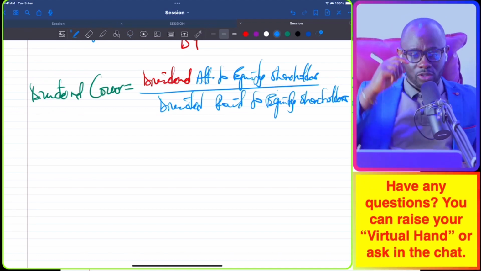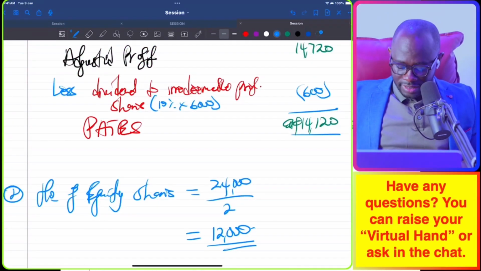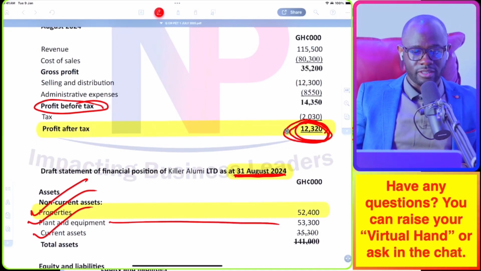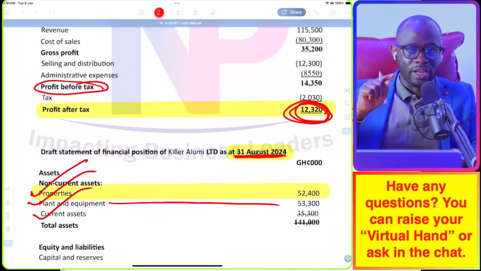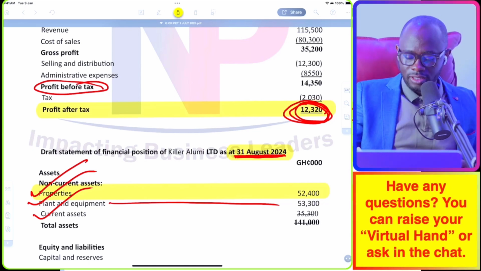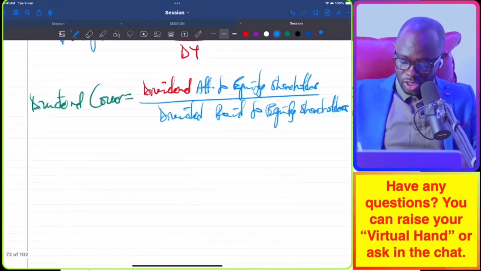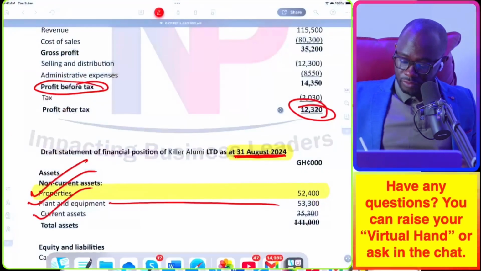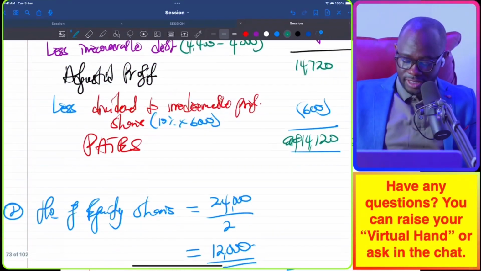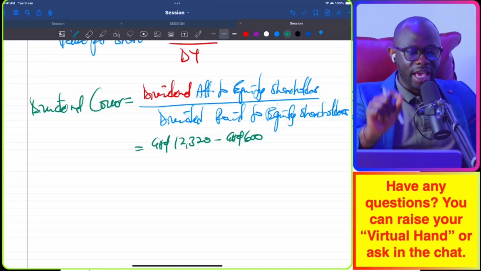So what are we making the subject? We need a numerator, the dividend attributable to the equity shareholders. If you check, the entity made a profit here of 12,320, because they said the dividend cover was calculated based on the above. So you can't use the adjusted figure to work it out. We assume the profit for the year will be our numerator, so that is 12,320. Then we subtract the dividend to the preference shareholders, which George highlighted a moment ago, the 600. That gives you the dividend attributable to the equity shareholders.